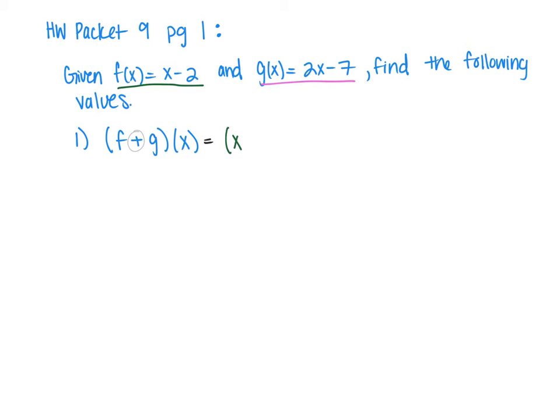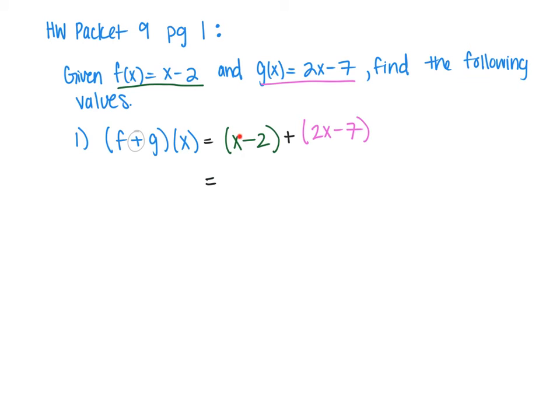So f is x minus 2. And I'm just going to use parentheses here to be safe. I don't have to with addition, but better safe than sorry. And then I'm going to take the other function g, which is 2x minus 7. And then I'm going to go ahead and add these two. So just combine like terms.